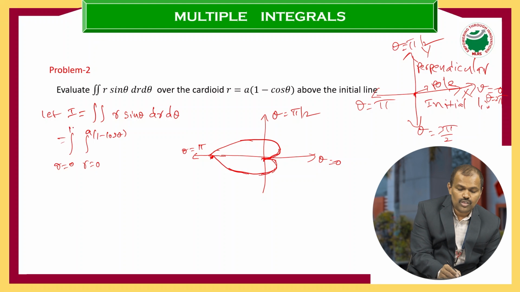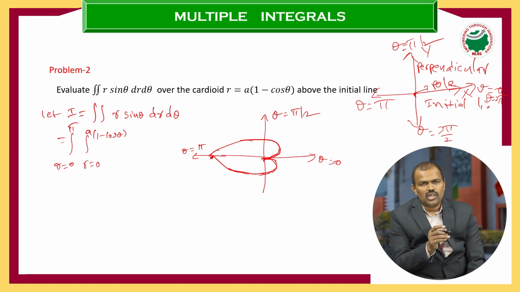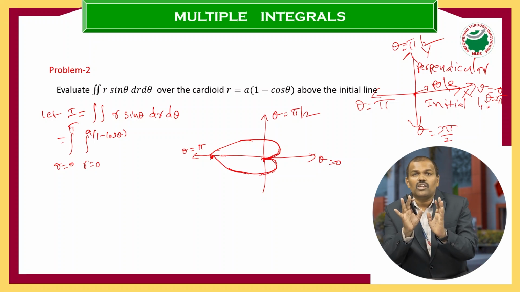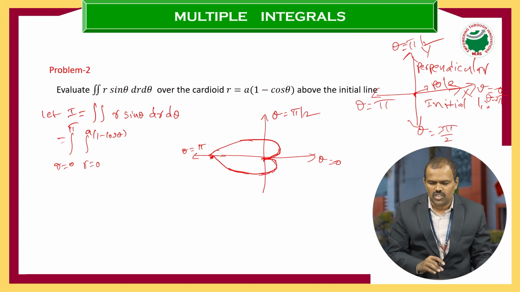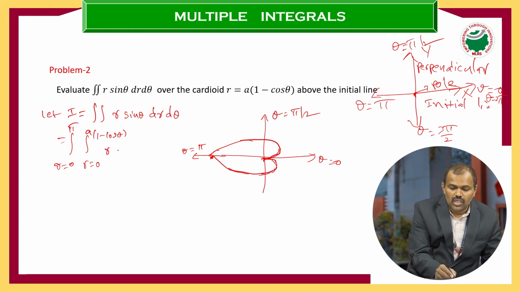Theta limits are 0 to 180. So these are the r limits and theta limits. This is the way of finding limits. Whenever limits are not given, the region is given through the rough sketch. So next, what is the integrand given? r sin theta dr d theta.